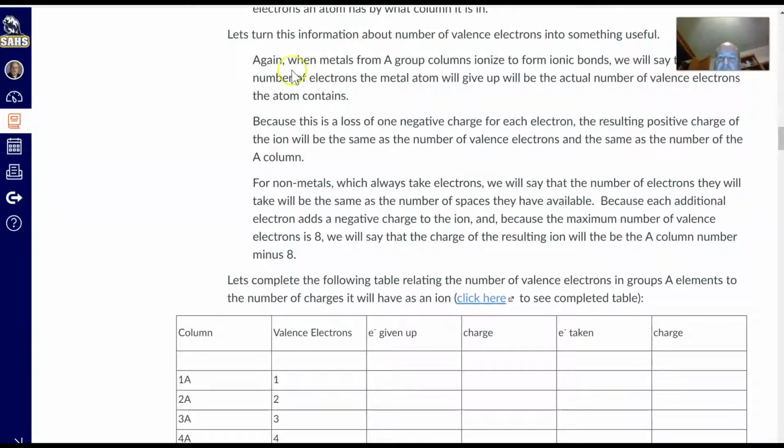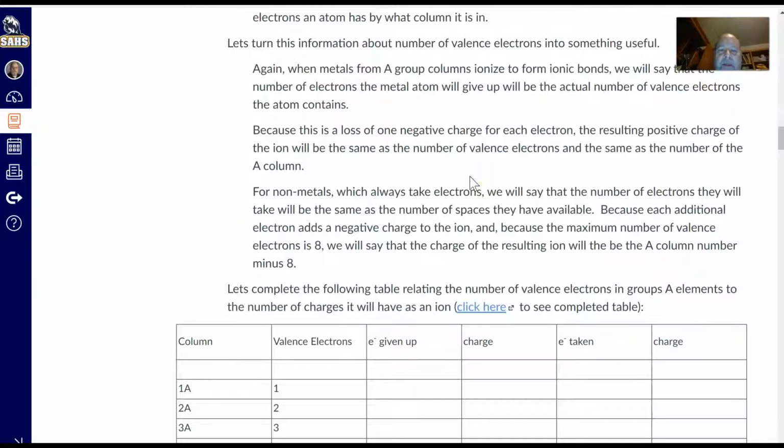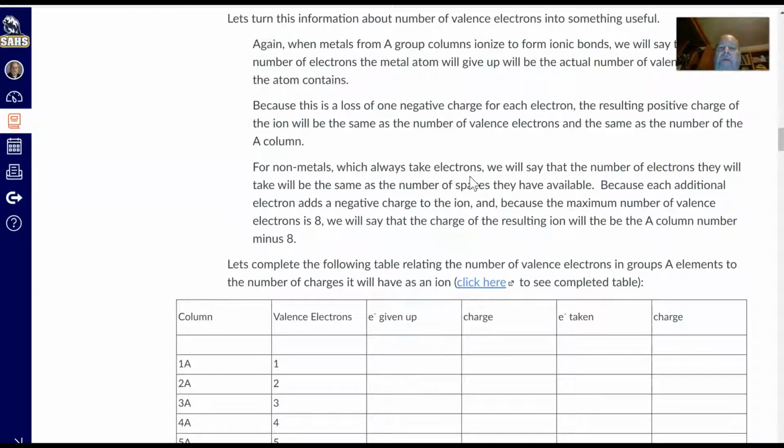And we remind ourselves again, when metals from group A elements ionize to form ionic bonds, we'll say that the number of electrons the metal atom will give up will be the actual number of valence electrons it contains. So if I contain 1 electron in my valence shell, I'll give up 1 electron. If I contain 4 electrons in my valence shell, I'll give up 4 electrons. Now, because this is a loss of 1 negative charge for each electron, the positive charge will also then be the same as the number of valence electrons.